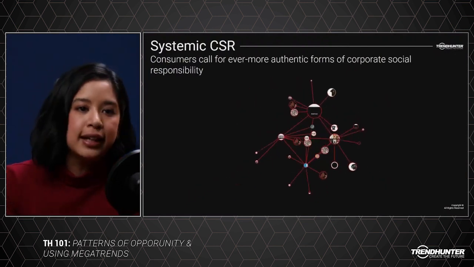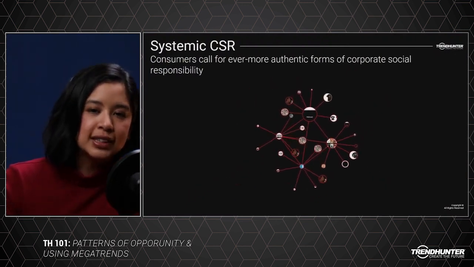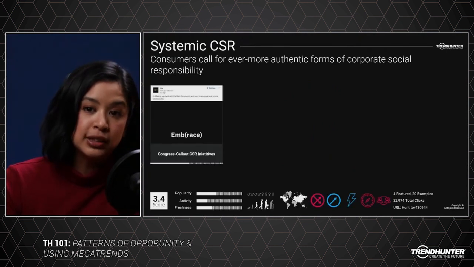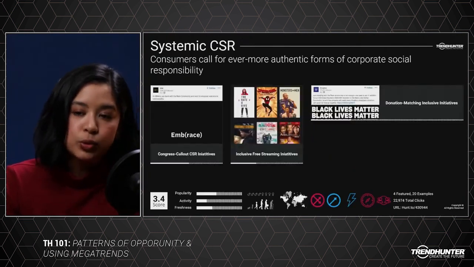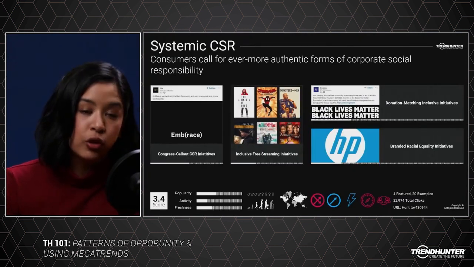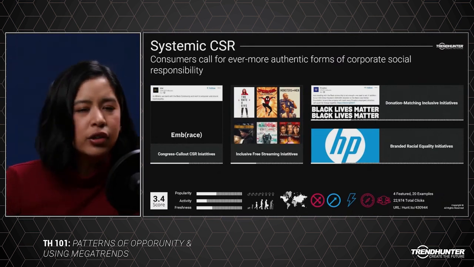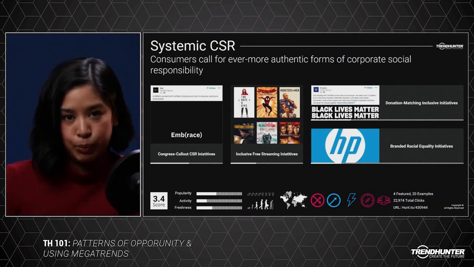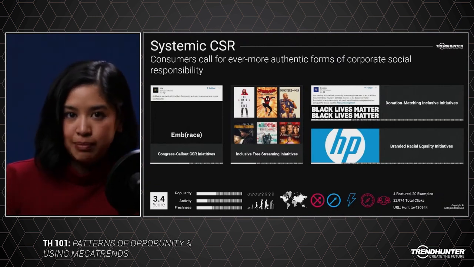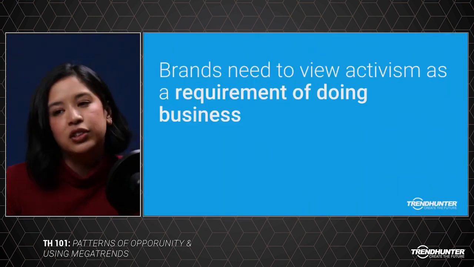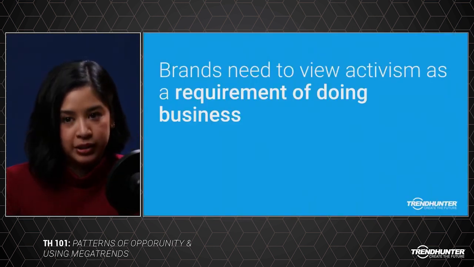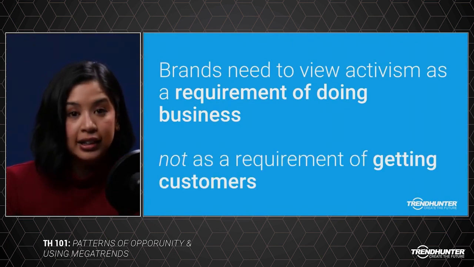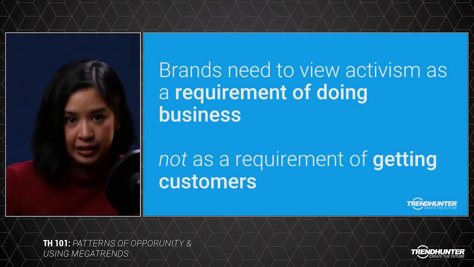Now, one insight that shows we're seeing more and more of this is systemic corporate social responsibility. Here we see consumers call for ever more authentic forms of CSR that aren't just about marketing, but are in fact about using the resources that these big brands have to actually make a difference in the systems that are unjust. Brands need to view activism as a requirement of doing business, not as a requirement of getting customers.